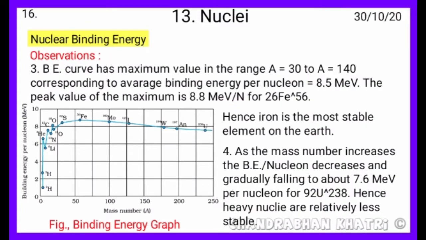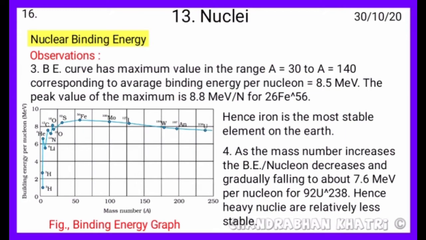Third point, the binding energy curve has a maximum value in the range capital A equals 30 to capital A equals 140, corresponding to an average binding energy per nucleon of 8.5 MeV. The peak value of the maximum is 8.8 mega electron volt per nucleon for 26Fe56. That is iron. Hence, iron is the most stable element on the earth.